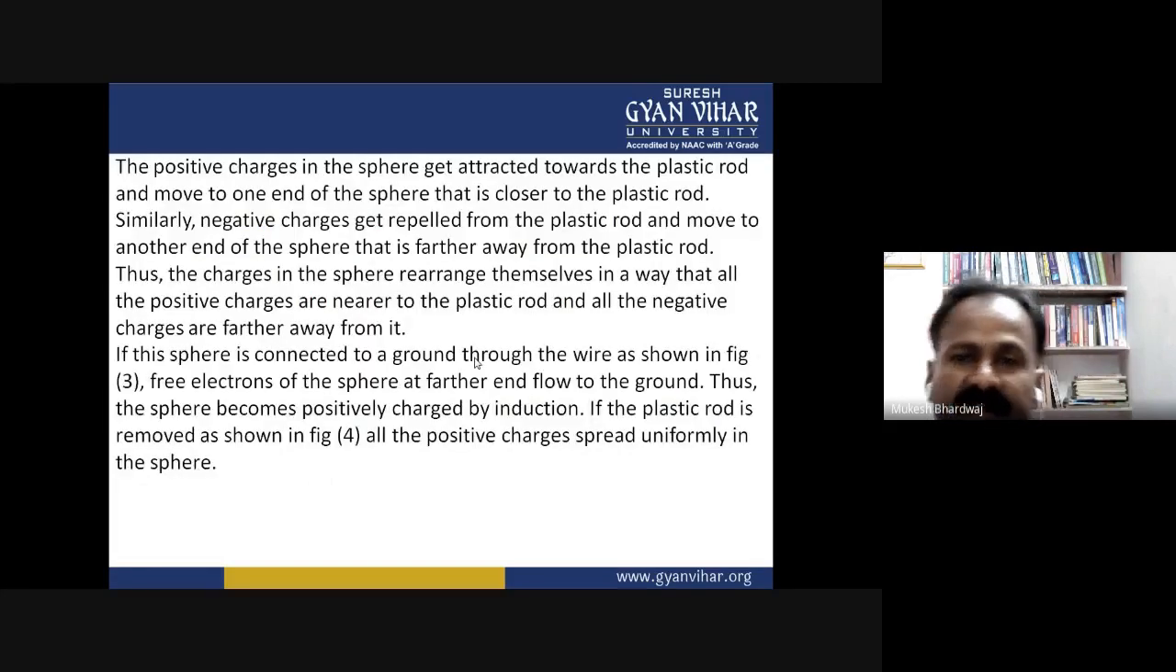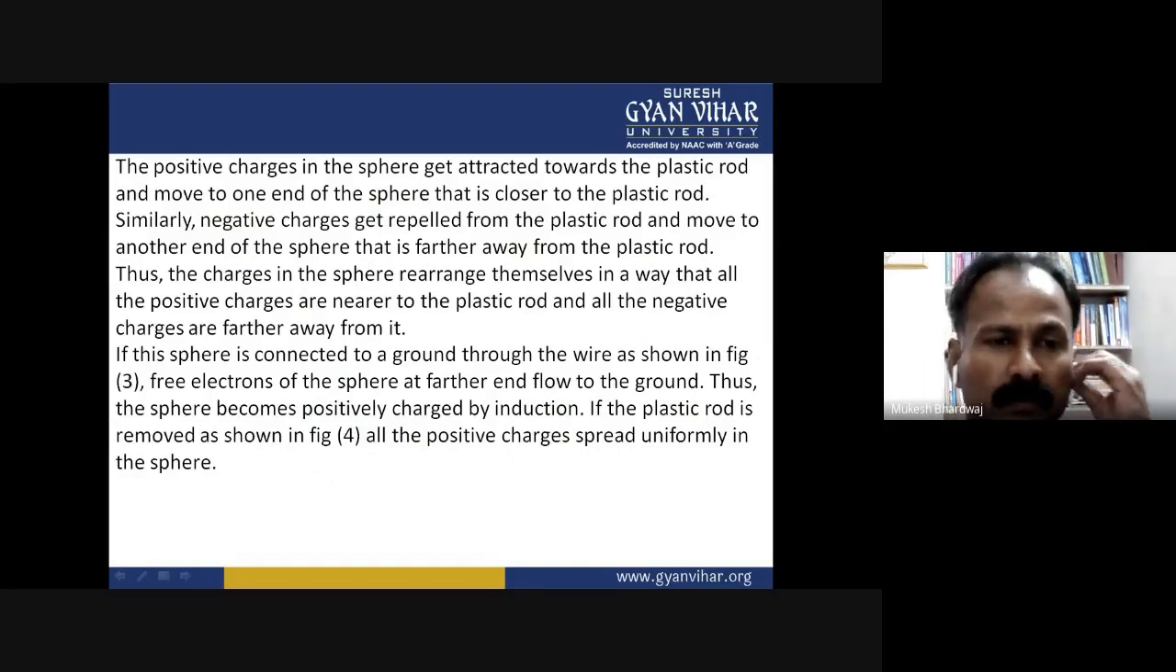The positive charge in the sphere gets attracted towards the plastic rod and moves to the end of the sphere that is closer to the plastic rod. Similarly, negative charge gets repelled from the plastic rod and moves to the other end of the sphere that is farther away from the plastic rod. Thus, the charges in the sphere rearrange themselves in a way that all the positive charge is nearer to the plastic rod, and all the negative charge is farther away from it.